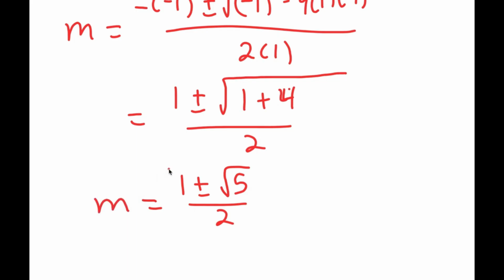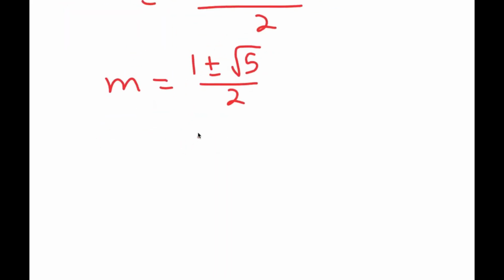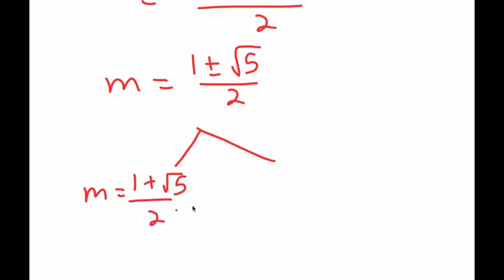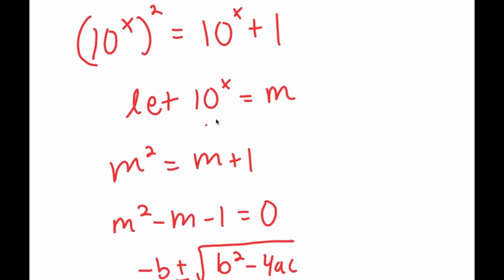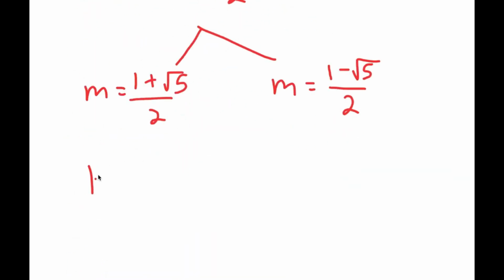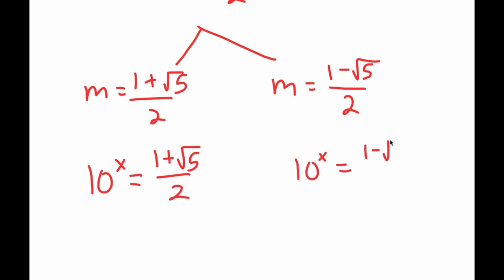So this is the value of m. And to be precise, the two values of m are 1 plus the square root of 5 over 2 and 1 minus the square root of 5 over 2. Now, remember how we let m equal 10 to the power of x. So 10 to the power of x is equal to 1 plus the square root of 5 over 2, and 10 to the power of x is also equal to 1 minus the square root of 5 over 2. So for my second equation over here, 10 to the power of x is equal to 1 minus the square root of 5 over 2.